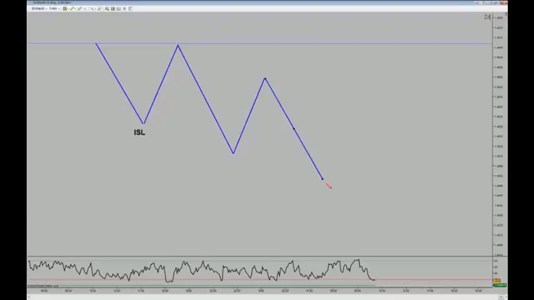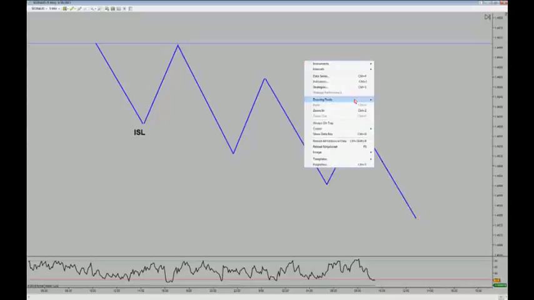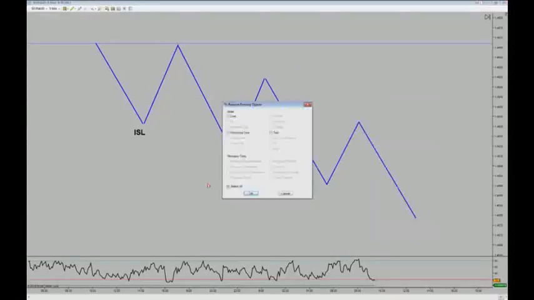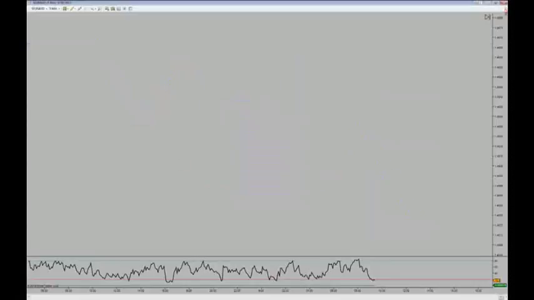And again, the cycle will continue. Outside return, new structure low. Outside return, new structure low. Let's take a look at this on an actual price chart.